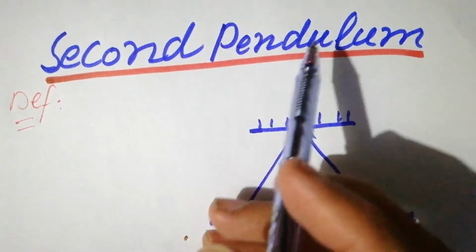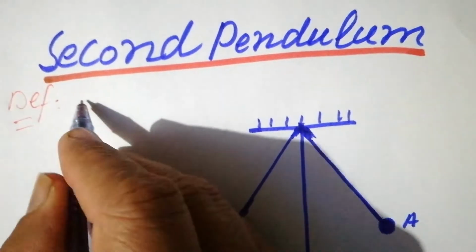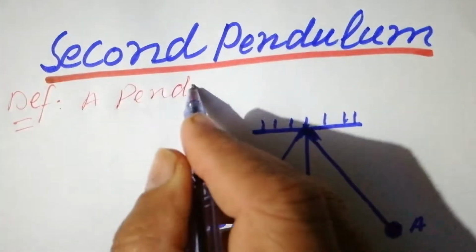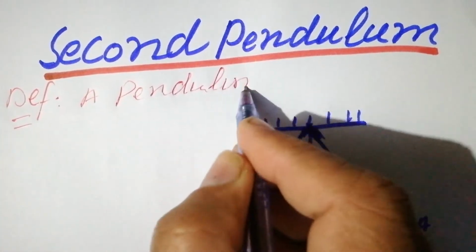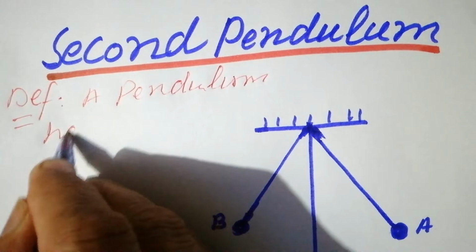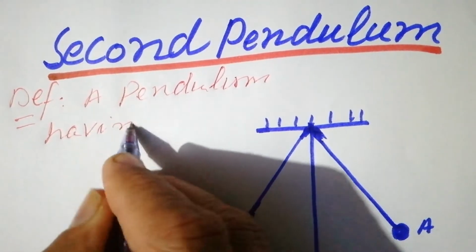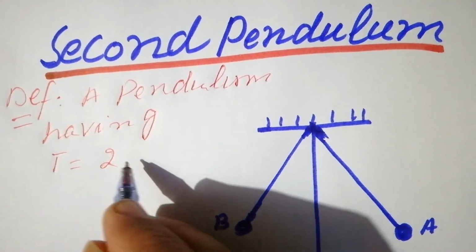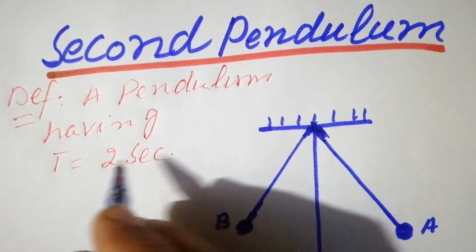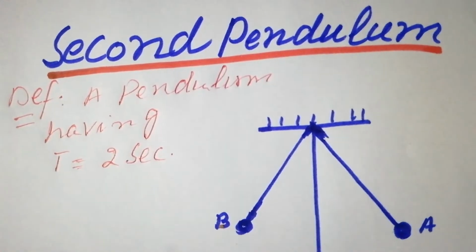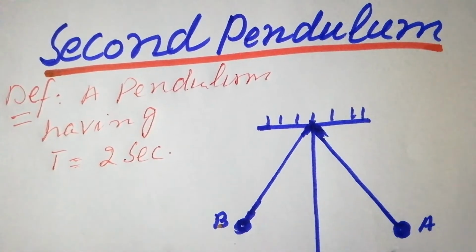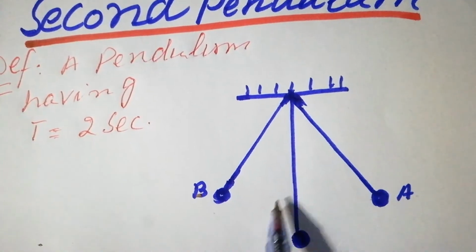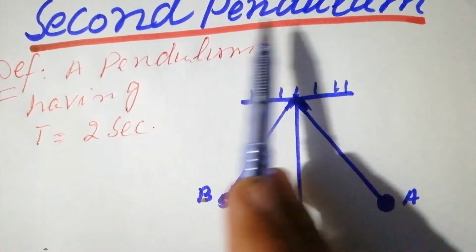What is a second pendulum? A pendulum having a time period equal to 2 seconds. I mean, if the pendulum completes one vibration in 2 seconds, then the pendulum is said to be a second pendulum.